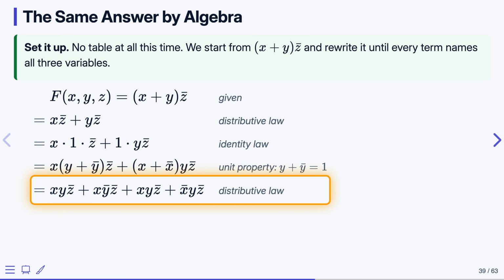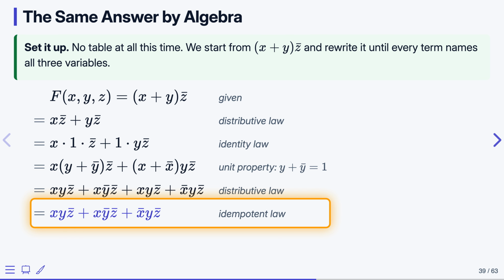Step 4. The distributive law again. The brackets open up into 4 full minterms. Step 5. Look closely. The term x y bar z appears twice. The idempotent law says a repeated term collapses to 1 copy. Cross the duplicate out and 3 terms remain. That is exactly what the table gave us.